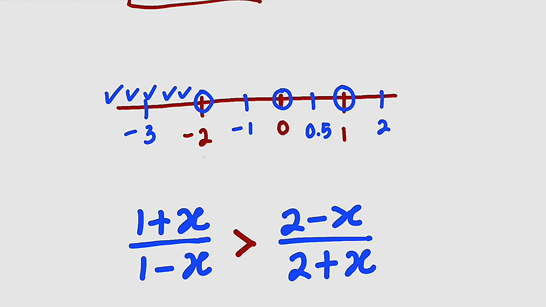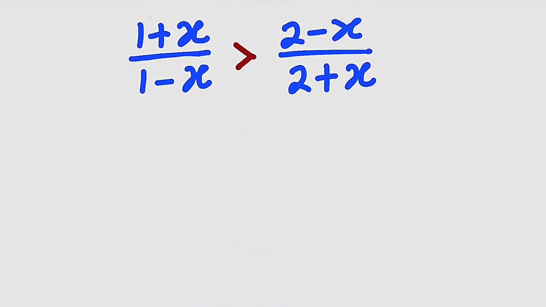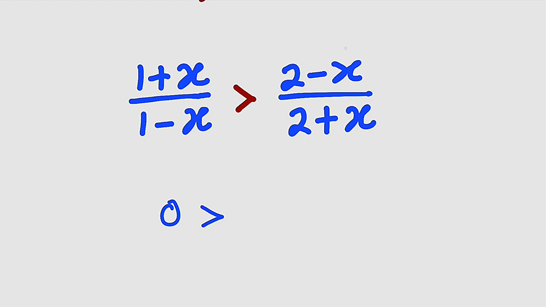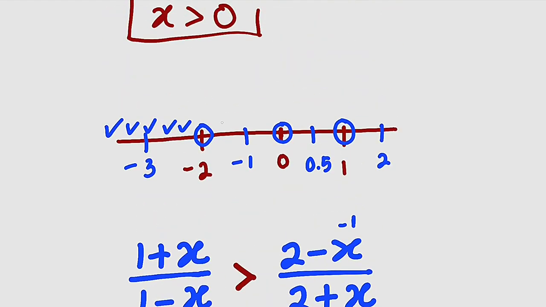Then now let us check a value between negative 2 down to 0. Let us check this one, negative 1. We have 1 plus negative 1, which is 0, right? So the left hand side will be 0. And if you have x as minus 1 here, you have 2 minus minus 1, which is 3, divided by 2 minus 1 is 1. You can see that 0 is not greater than 3. Therefore, there is no solution here.